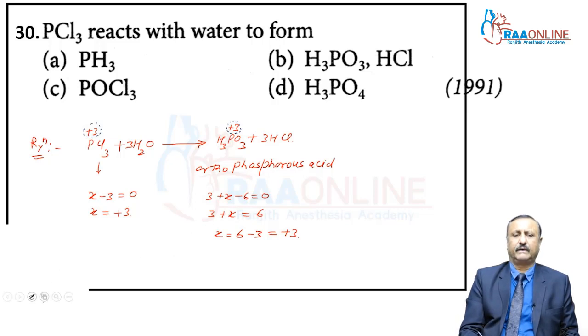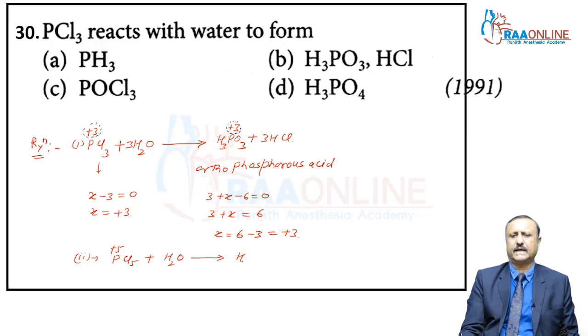Because, my dear students, when we see the second reaction, first reaction this, and when you see the second reaction, when PCl5, in which the +5 oxidation state of phosphorus is present, reacts with water to form, my dear students, H3PO4, means PCl5 with +5 oxidation state phosphorus gives +5 oxidation state H3PO4, and my dear students, plus HCl is removed.